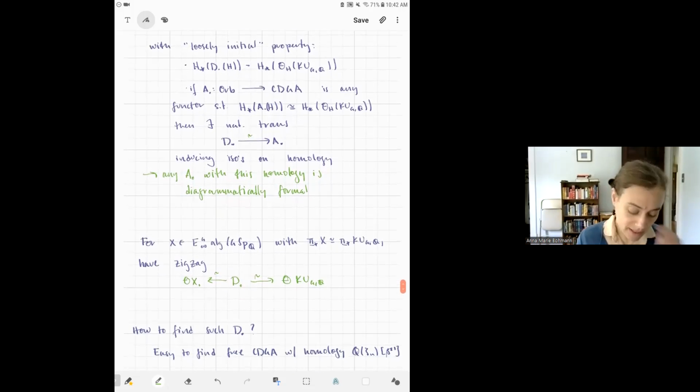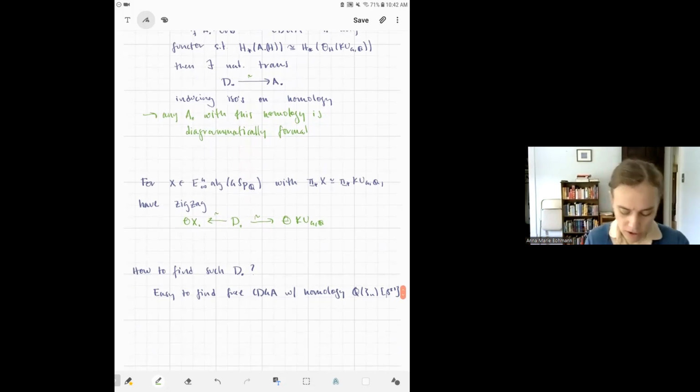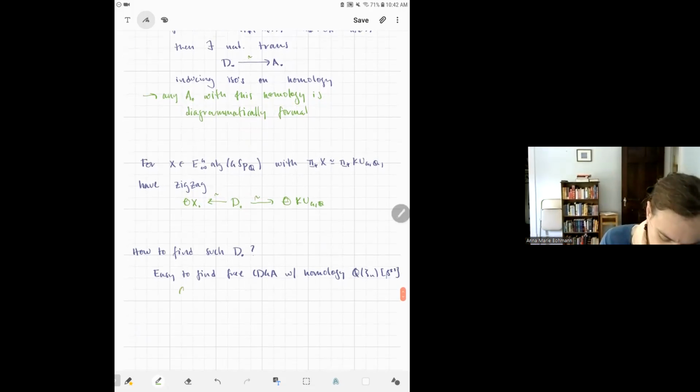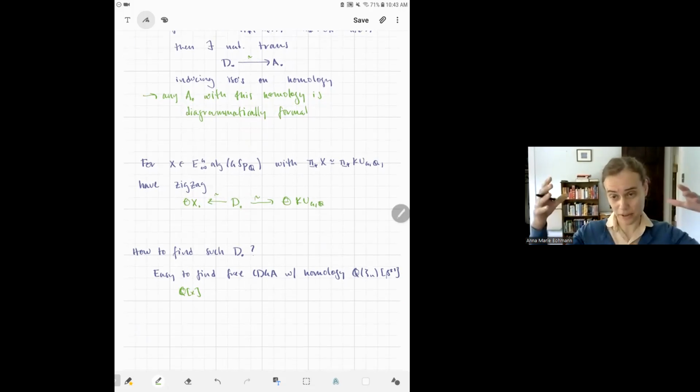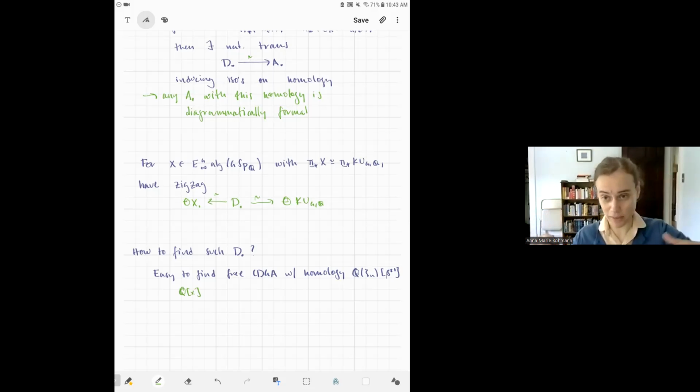Well, it's easy to find CDGAs whose homology looks like the cyclotomic field extension adjoined a Bott element and its inverse. This is not hard. You do the following. In degree 0, I want homology that is the cyclotomic field extension. How am I going to do that? I can view the cyclotomic field extension as a polynomial algebra quotiented out by the cyclotomic polynomial.